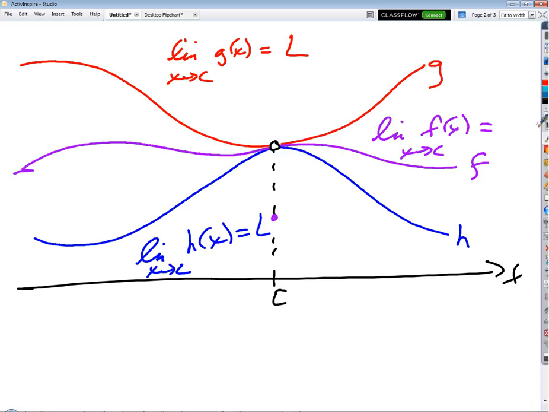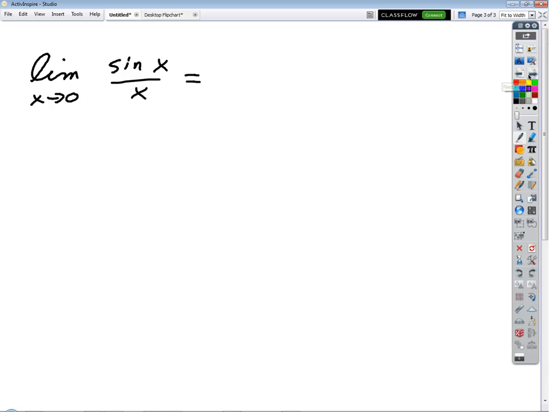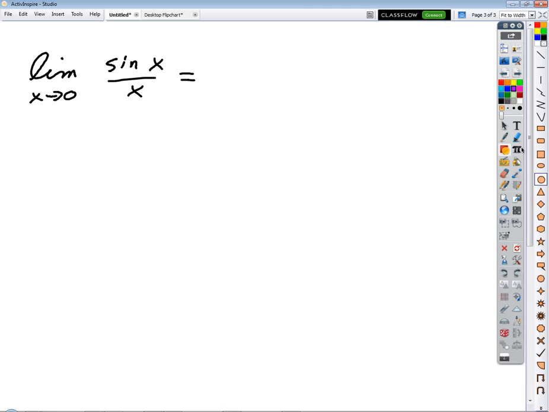Okay, so now back to our proof. We want to prove that this is the case. Here's how we do it. Let's take a unit circle.